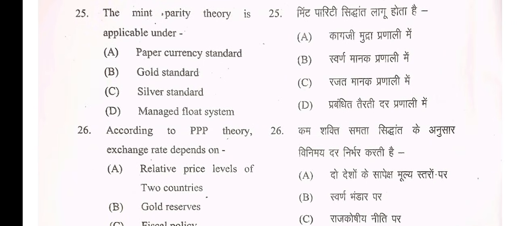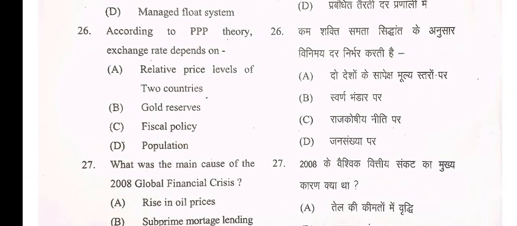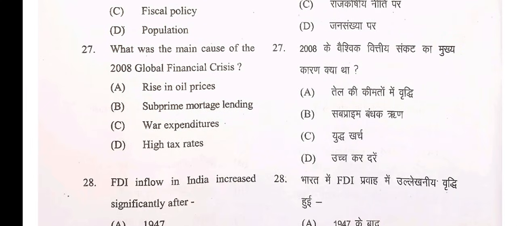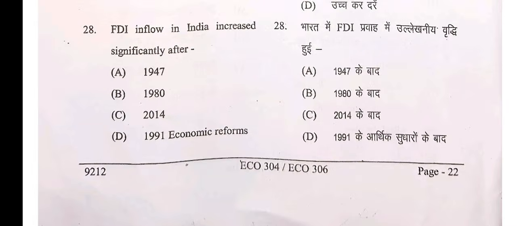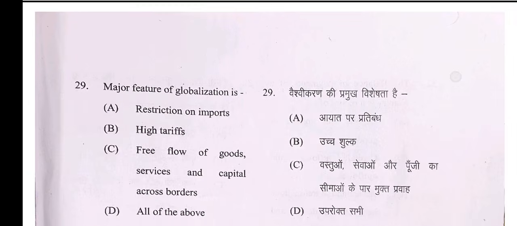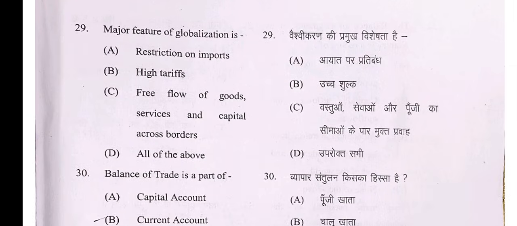The mint parity theory is applicable under gold standard. Option B. According to PPP theory, exchange rate depends on relative price level of two countries. Option B. What was the main cause of the 2008 global financial crisis? Option B. Subprime mortgage lending. FDI inflow in India increased significantly after 1991 reforms. Major feature of globalization is free flow of goods, services and capital across border.